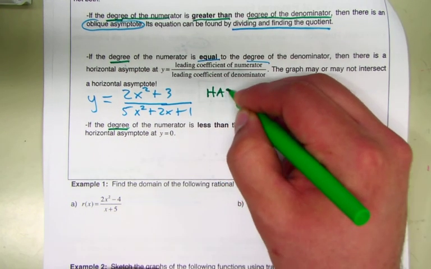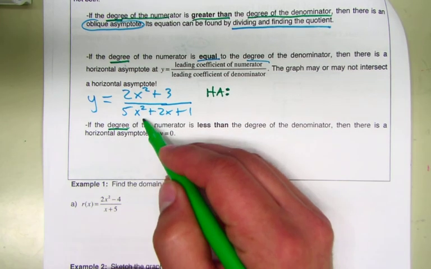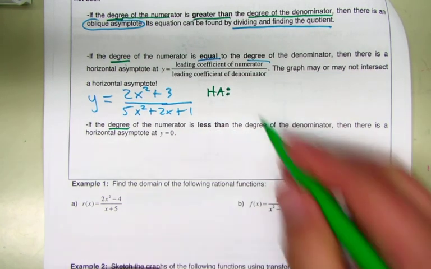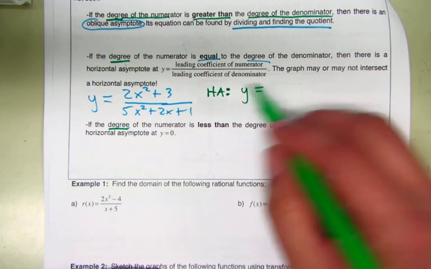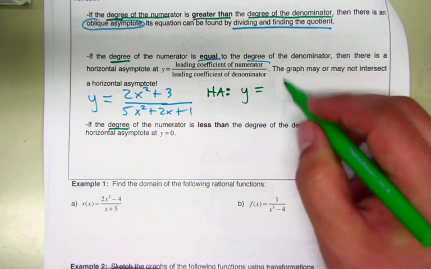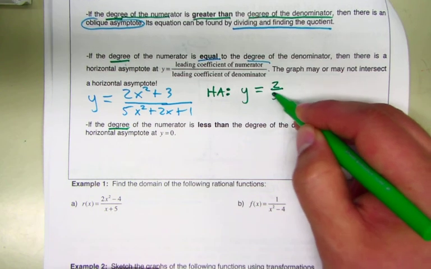Yes, here we have a horizontal asymptote, and since the degrees are both 2, we just take the leading coefficients and divide them. So, Brandon, you were right. Leading coefficient over leading coefficient is just 2 over 5.